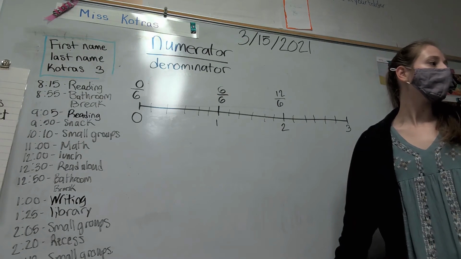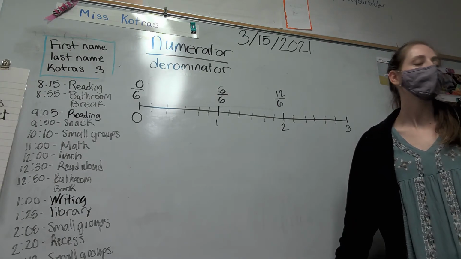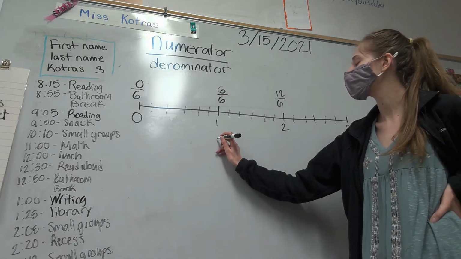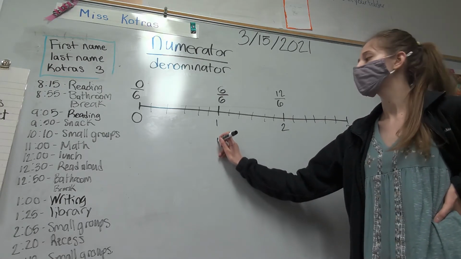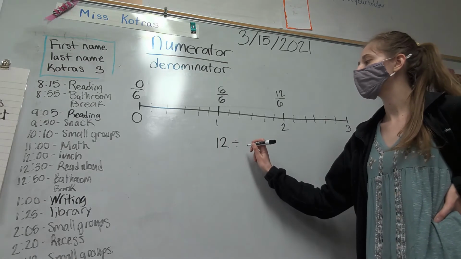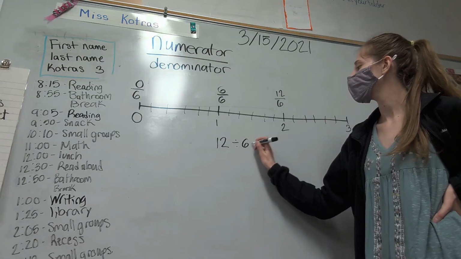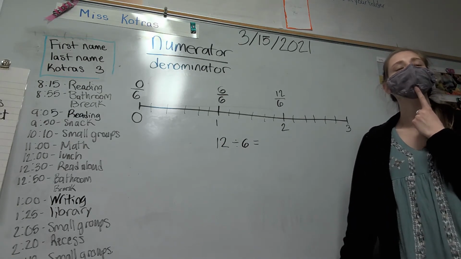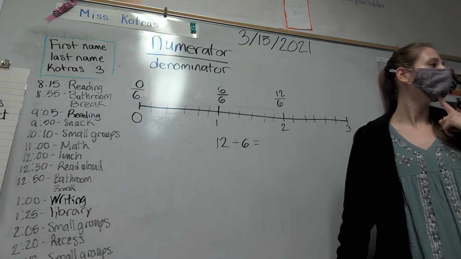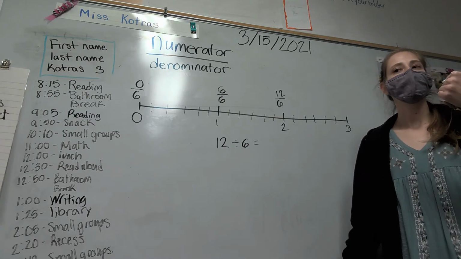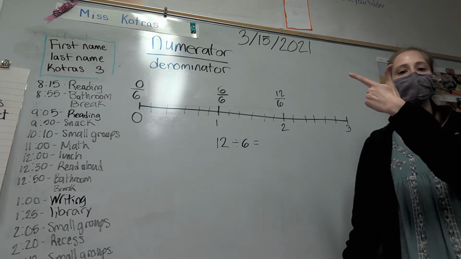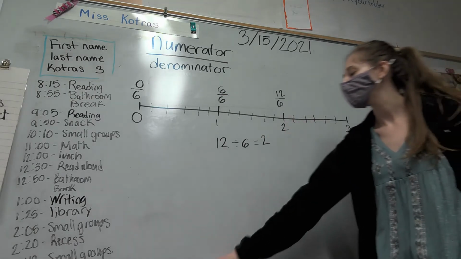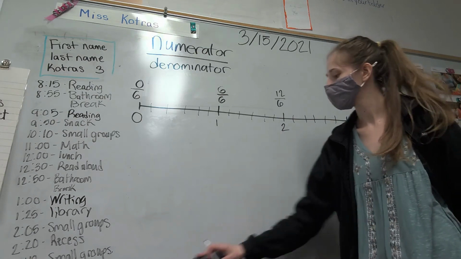Let's check our work to see if 12 over 6 equals 2. We're going to do our division problem. Remember that one? What's our numerator? 12. 12 divided by our denominator, which is 6, equals our whole number. 12 divided by 6 means, how many times do I skip count to 12? We have 6, 12. How many times did I skip count? 2. Is that correct? Yes. Thanks for checking your work with me.